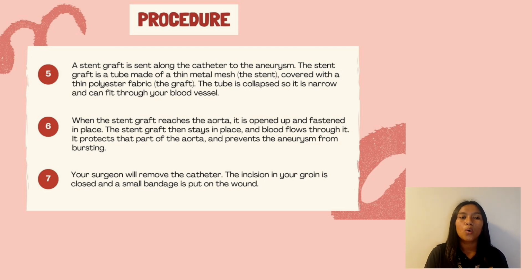Number 6. When the stent graft reaches the aorta, it is opened up and fastened in place. The stent graft then stays in place, and blood flows through it. It protects the part of the aorta and prevents the aneurysm from bursting. Number 7. The surgeon will remove the catheter. The incision in your groin is closed and a small bandage is put on the wound.